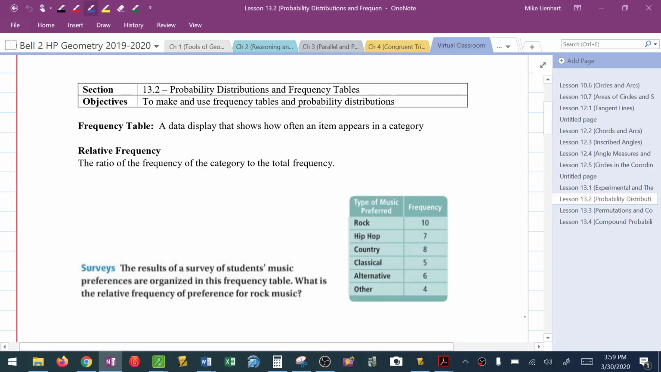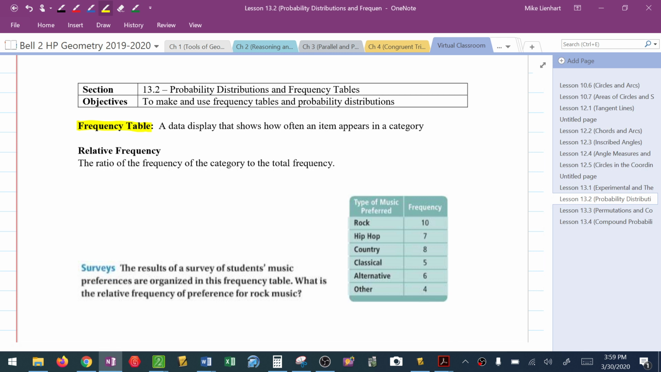This video is about probability distributions and frequency tables. And our objective is to be able to make and use frequency tables and probability distributions. So what is a frequency table? Very simply, a frequency table is a data display that shows how often an item appears in a category.